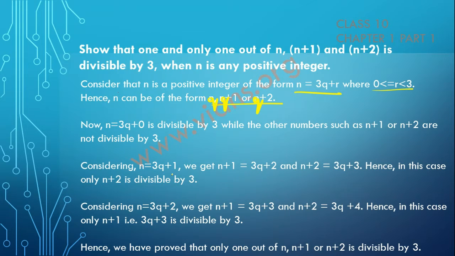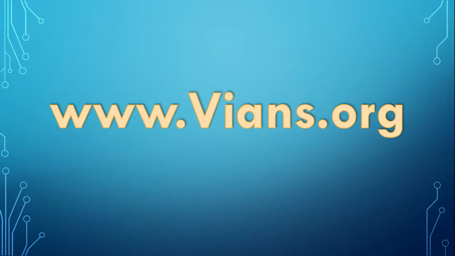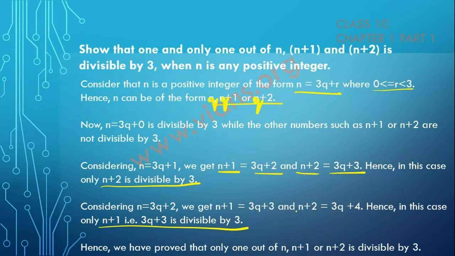In every case, we've checked what the value of n plus 1 would be, what the value of n plus 2 would be, and which is divisible by 3. So that's what we've done, and hence we've proved that in each case, either n plus 1 or n plus 2 is divisible by 3, not both at the same time.